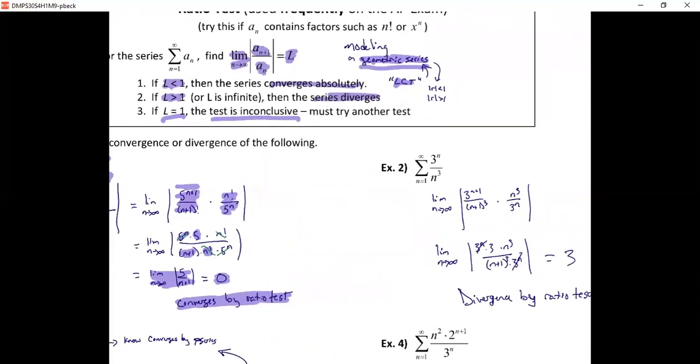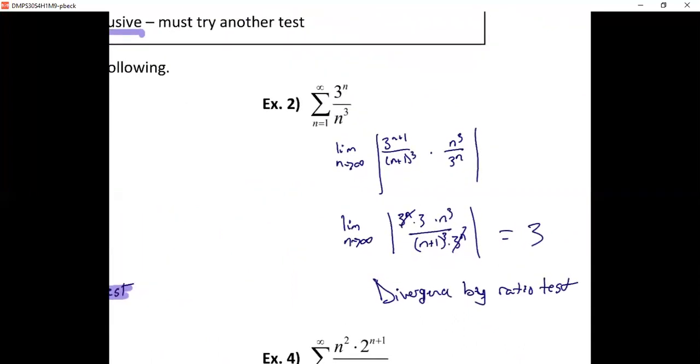On our second problem, which grows faster, an exponential or a polynomial? Hopefully you know the exponential will grow faster. Therefore, we could say this should diverge. So it's always a good idea to get an idea of what's going to happen to the problem beforehand. Let's go ahead and use the ratio test to prove what's happening.